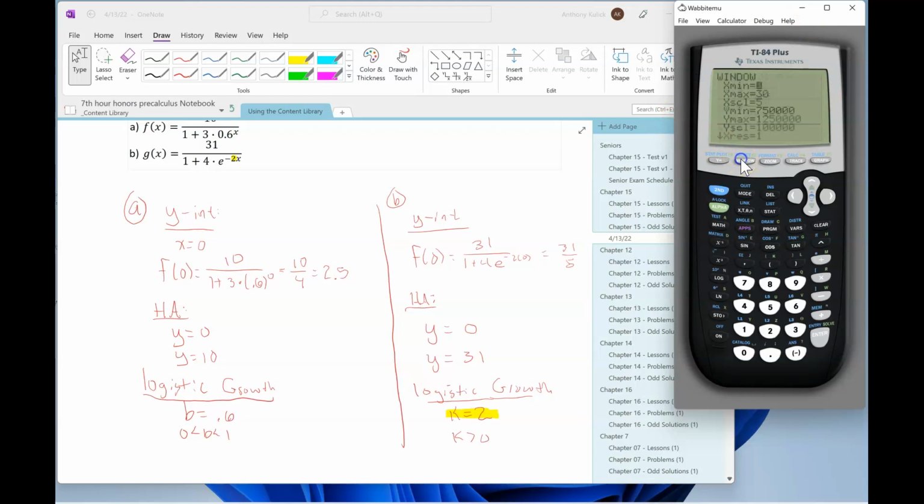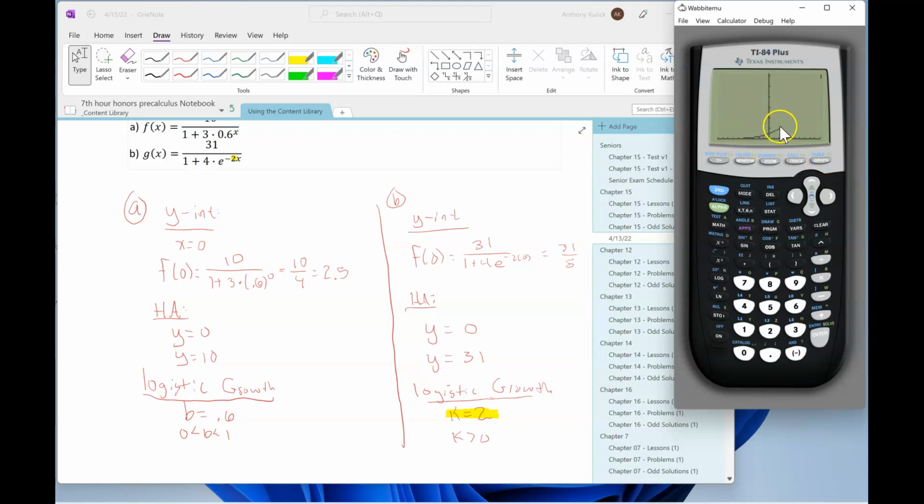I'm going to reset the window because remember the last window we used was super customized to a problem with some real big numbers in it. So I'm going to reset my window to go from, say, -10 to 10 on the x. And then the y, the lower bound for each of them is 0. So that looks good. The biggest upper bound is 31. And I don't know, by 5 sounds good. That sound good to you guys? All right, let's hit graph.